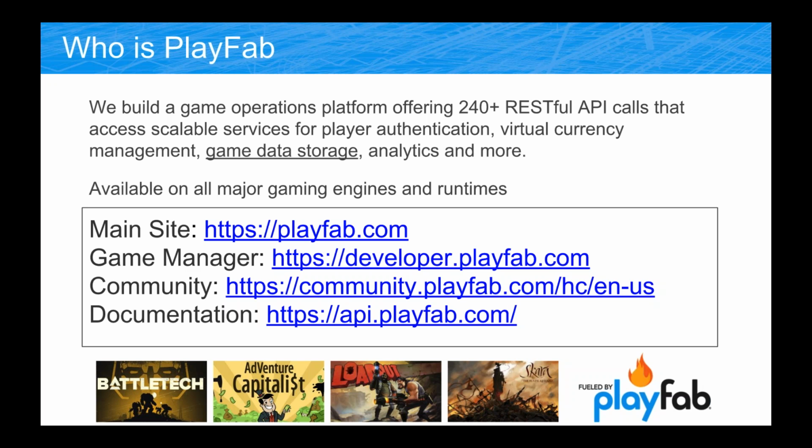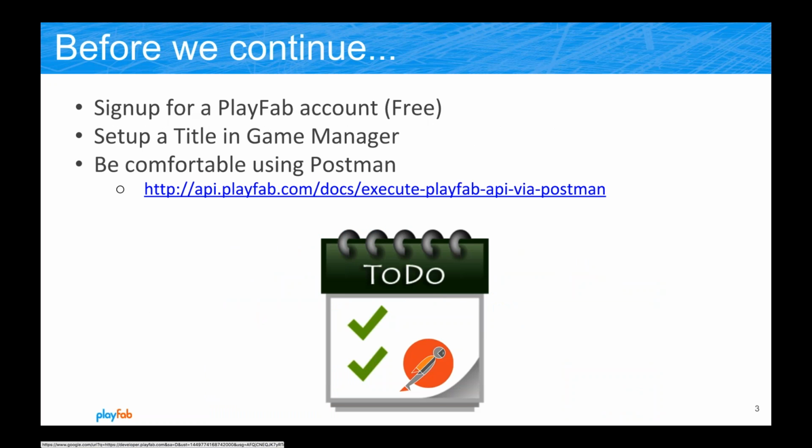Also, additional information here on the screen: our main site, and our community site, where you can access your title and all of the tools, as well as all of our documentation. Before we continue, I just wanted to point out that you can sign up for a free PlayFab account if you don't already have one. It's completely free to get in, and you can follow along with this tutorial or just poke around and explore on your own. But before you begin this tutorial, you'll need to set up a title in the game manager and be comfortable using Postman. We have a simple guide that shows you how to download and set up Postman to be compatible with all of our API calls. All of the latest signatures and updates are included there in that link. With that, you can follow along and access all of the API calls as I do it in this tutorial.